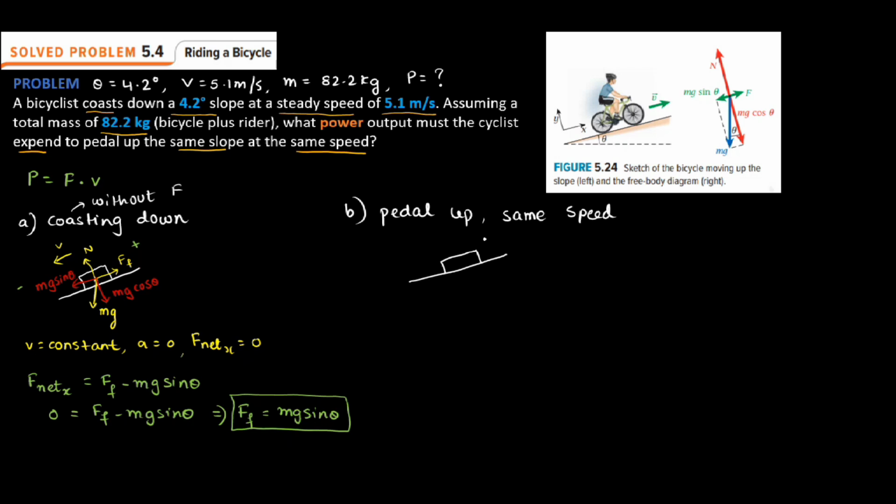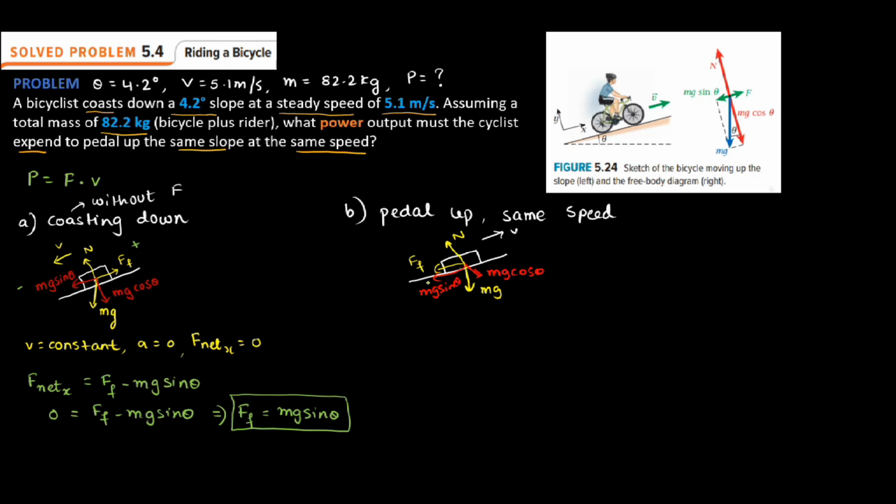So let the cyclist go up this time with the same speed v. We will draw the forces again here. Gravity acting vertically down, the normal force, then the force of friction. Since the cyclist is moving up, the force of friction will be acting down. Then we split gravity into its components, mg cosine theta along the y-axis and mg sine theta along the x-axis.